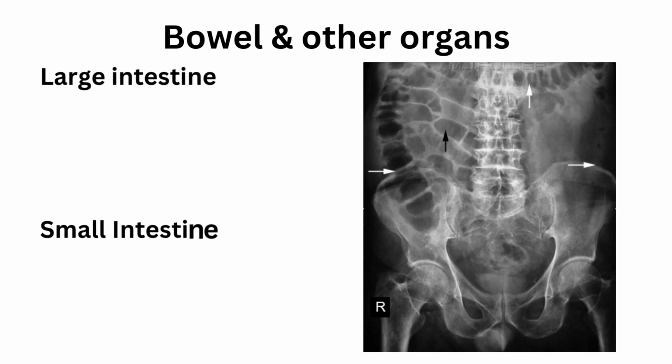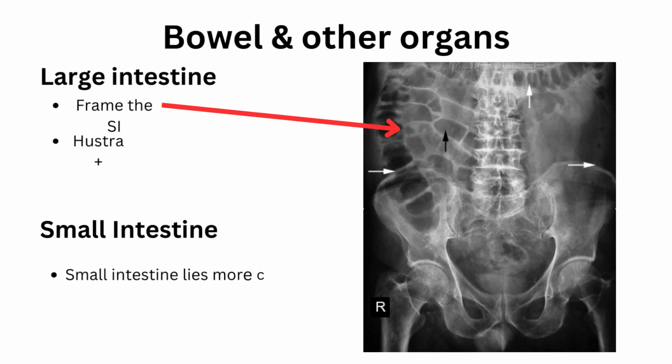In the bowels, we need to differentiate small intestine from large intestine. The small intestine usually lies more centrally and the large intestine frames it. The large intestine features pouches, which are known as haustra. After the identification of large intestine and small intestine, you need to check the bowel diameters.